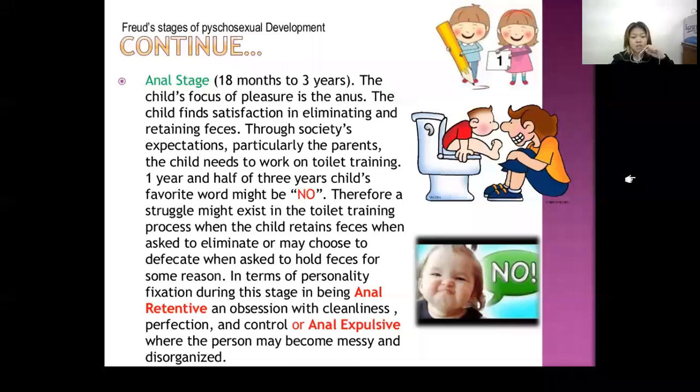Through society's expectations, particularly the parents, the child needs to work on toilet training. Of course, the child needs to learn when to eliminate their feces, where, saan, at kailan. It is in this particular year or stage of the life of the child that the child has to learn when and where to excrete feces. Okay? So, ayan. 1 year and a half to 3 years, child's favorite word might be no.